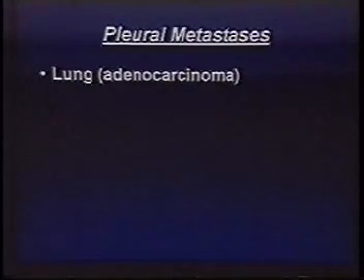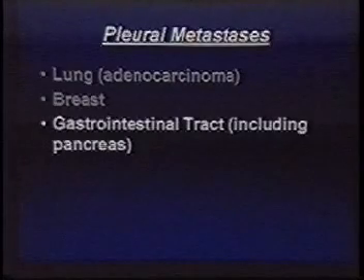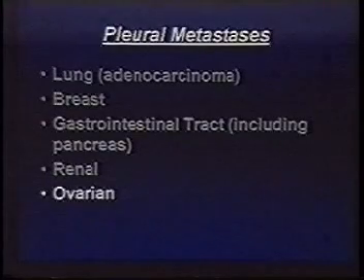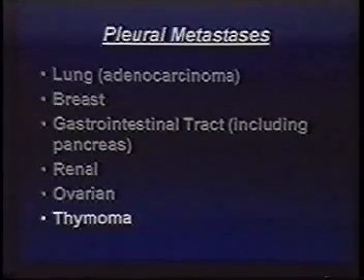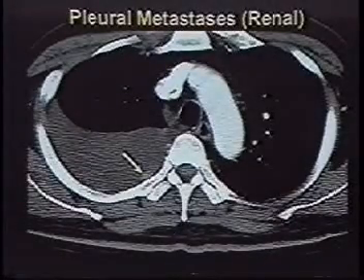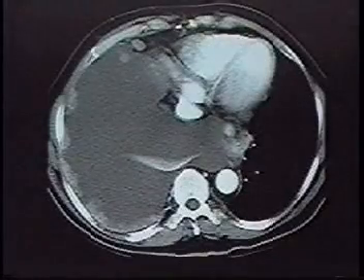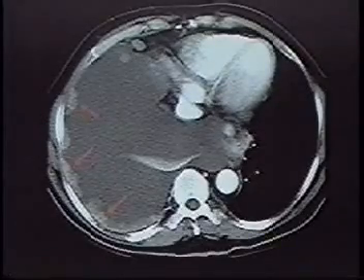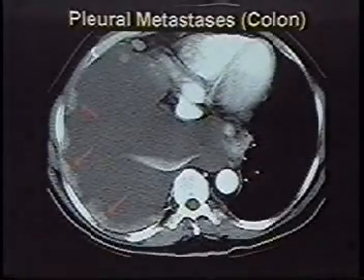The most common primaries giving rise to pleural metastases include the lung, particularly adenocarcinomas, breast carcinoma, gastrointestinal tract, renal cell carcinoma, ovarian primary, and thymomas. Here's a patient with a large malignant right pleural effusion and an enhancing right pleural nodule from metastatic renal cell carcinoma. And another patient with multiple enhancing pleural nodules and a large right pleural effusion in a patient with a colonic primary.